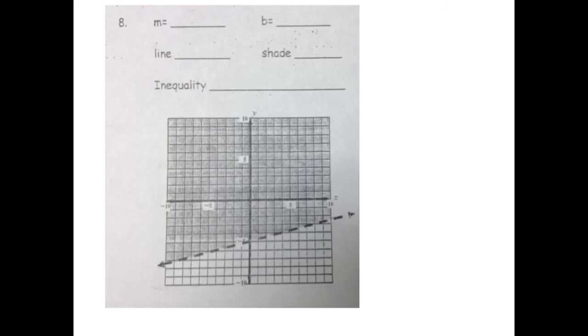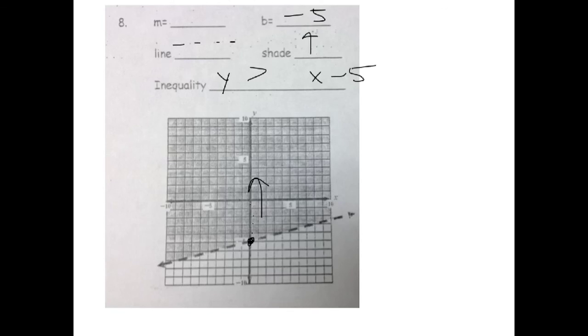Alright, same type of situation here. First thing I see is it's a dotted line. That's easy to see. And this is shade up. So I go y. Shade up is greater than. Dotted line means I do not put anything underneath it. I know it's going to have an x in it. I go look to see where does it cross next. Negative 1, negative 2, negative 3, negative 4, negative 5. So it's minus 5 on the end.